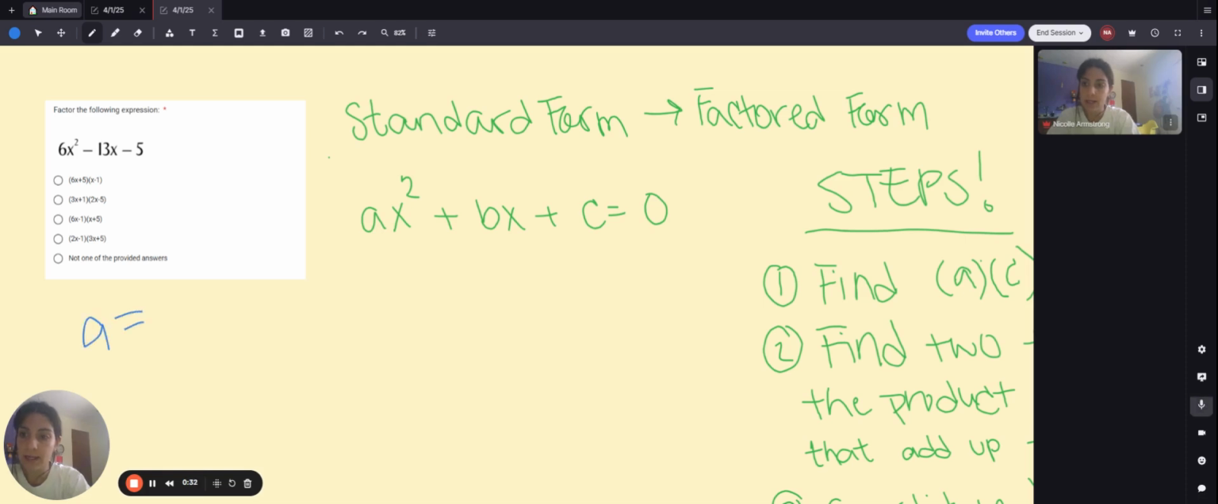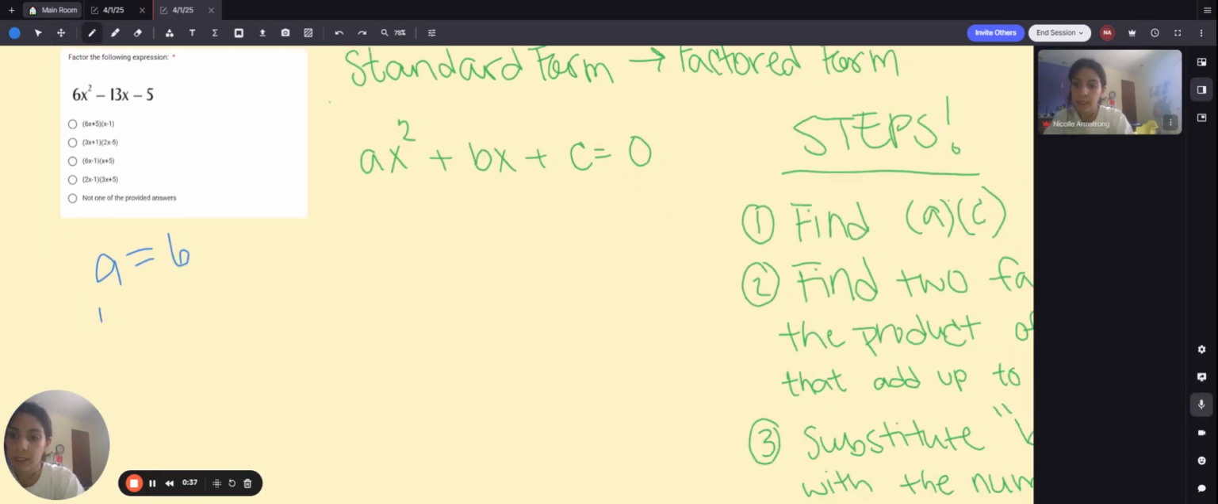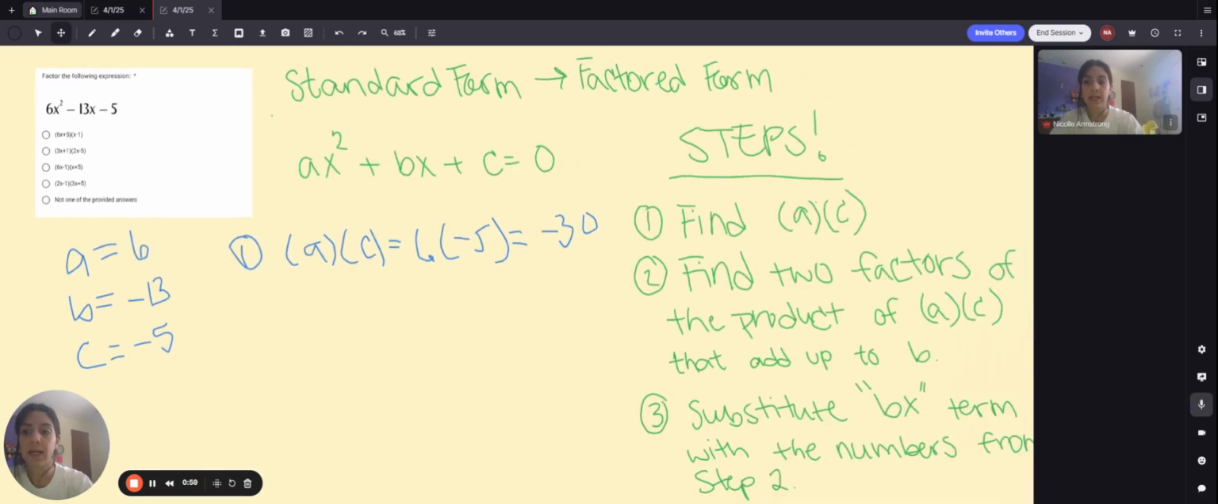So we have a is represented by 6, b is equal to negative 13, and c is equal to negative 5. So for step 1, the product of a and c is equal to 6 times negative 5, which is negative 30. Now we're going to use negative 30 as a guide into step 2.